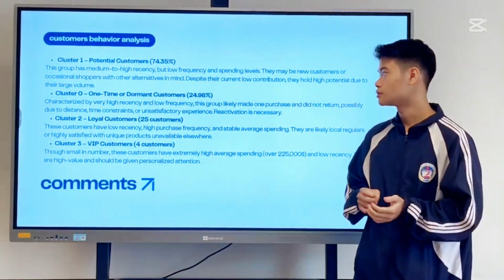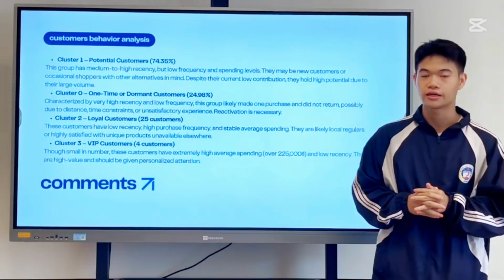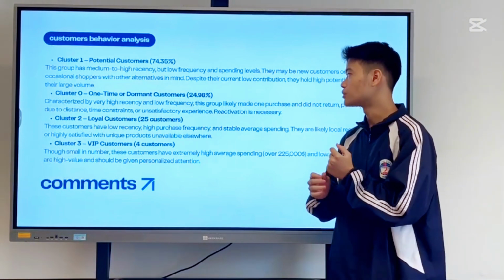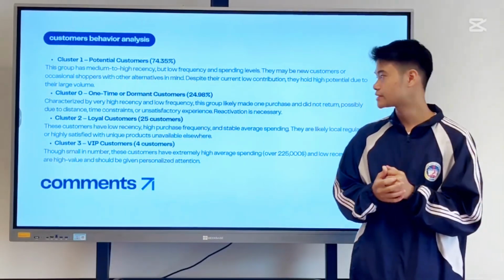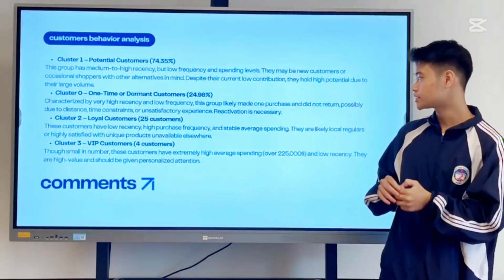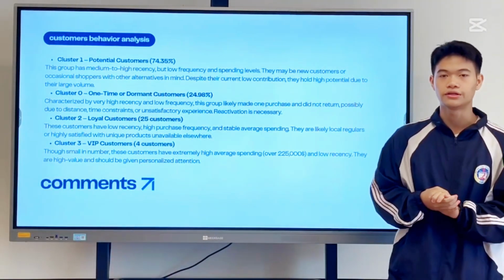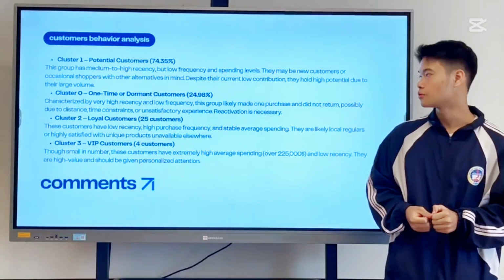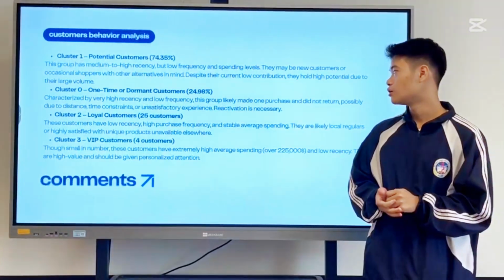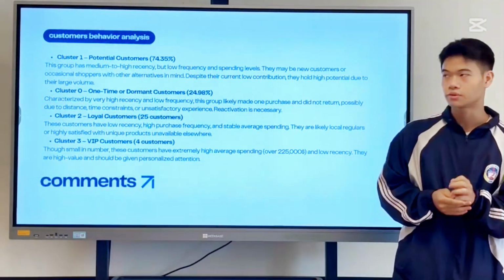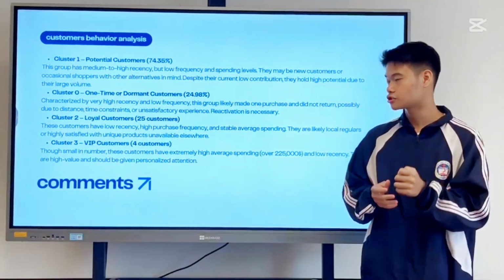So after the visualization, we have some customer behavior analysis. The first one is the people in cluster 1. We call them the potential customers. They account for about 74%. This group has medium to high frequency but very low recency and spending level. They could be new customers or people with alternative choices in their mind. So despite the current low contribution, they hold high potential because of their large volume.